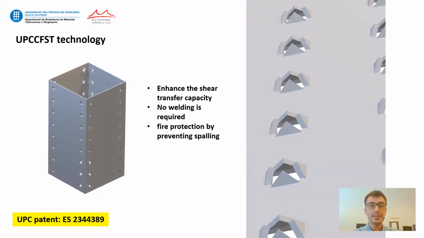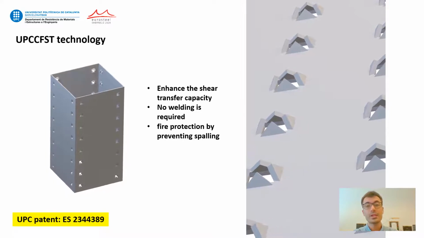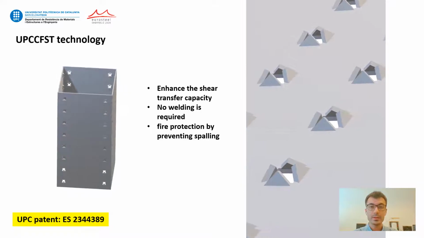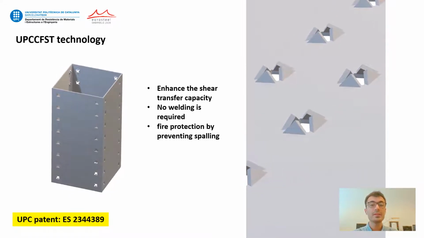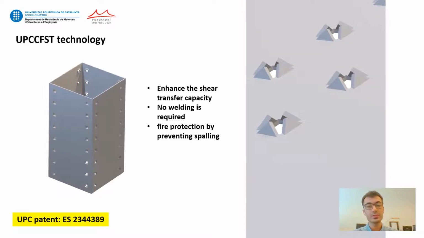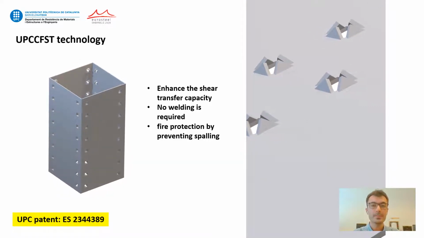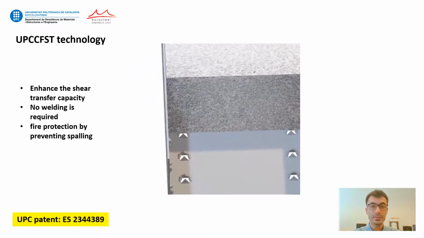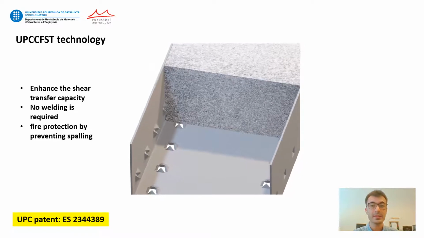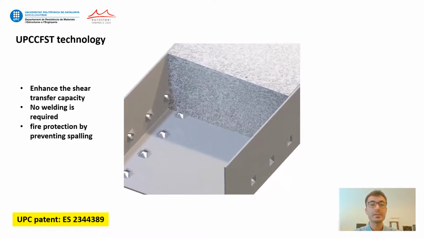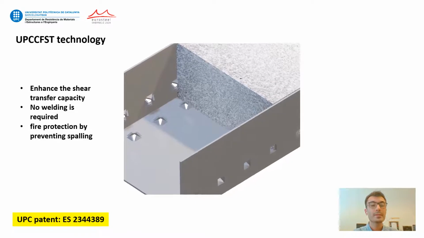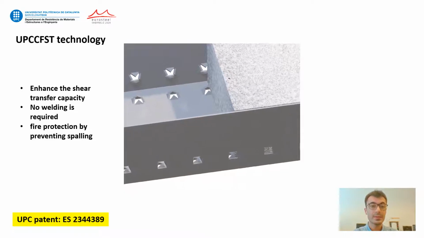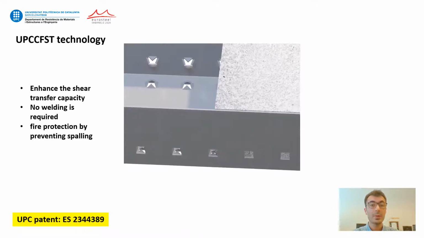The UPC patent includes a series of small crown-shaped breakages created on the steel tube through punching. The crown-shaped punches embed inside the fresh concrete, and after it hardens, they resist shear forces. The set of breakages, which are distributed along the whole length of the column, enhance the shear transfer capacity between the concrete core and the steel tube. As can be seen, no welding is required to connect the shear transfer elements, as they are created by punching the tube only.